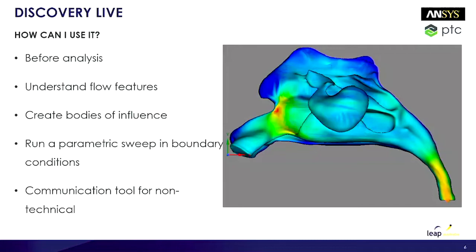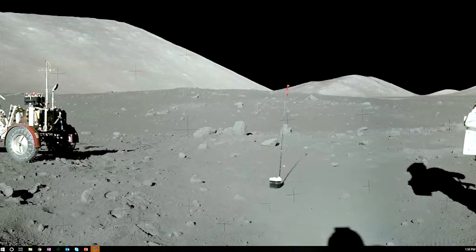So how is this tool actually used, and how do we recommend using this tool as well? This is something that you'd use before you go into your Fluent analysis. It's very quick to start up and run, which you guys will see. So we can actually start to look at the flow features. We can understand how the flow actually interacts around here. We can create things like bodies of influence, which is required for some of the CFD out there as well. We can run things like parametric boundary conditions, and because it's very quick, it's an excellent communication tool for non-technical engineers.